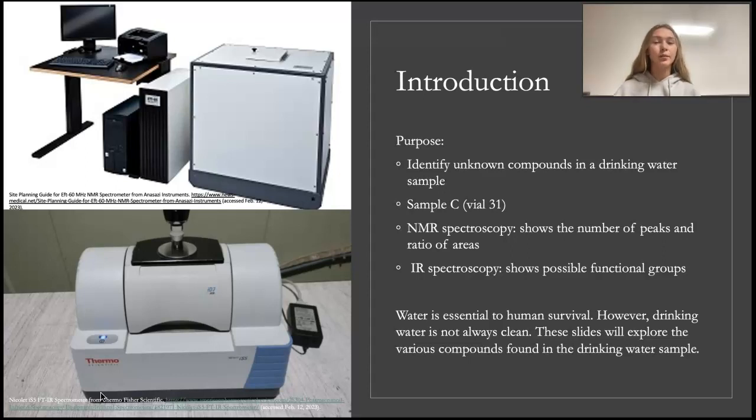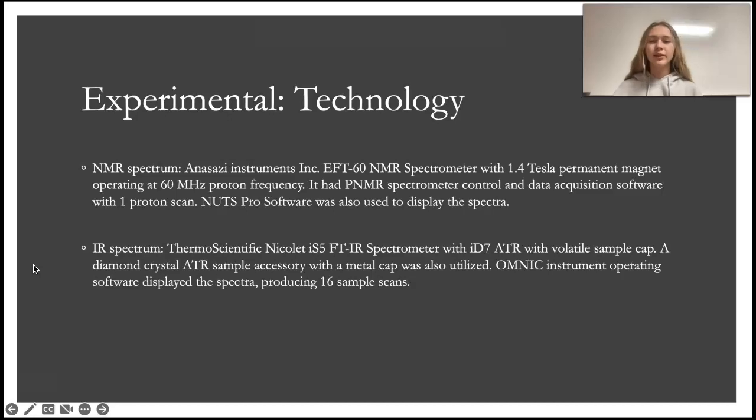The NMR shows the number of peaks as well as the ratio of areas, whereas IR shows the possible functional groups. Here to the left, you can see an NMR spectrometer, as well as below it is an IR spectrometer. Just for some more technical terminology, for the NMR, we used an Anasazi Instruments EFT-60 NMR spectrometer that had a 1.4 Tesla permanent magnet that operated at 60 megahertz proton frequency. It also had PNMR spectrometer control and data acquisition software that used one proton scan. And then lastly, NUTS Pro software was used to display the spectra.